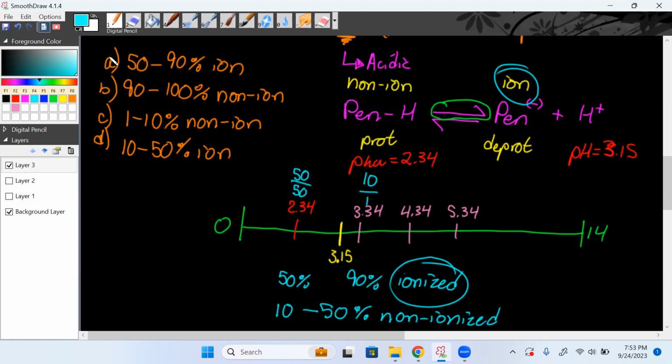So in terms of these questions, the best answer would be A. But if there was a select all that apply and had another one that was 10 to 50% non-ionized, that would also be a valid answer for a select all that apply. Does that make sense? Does this give you kind of a better idea of what the questions are going to be like in the exam? Any questions?